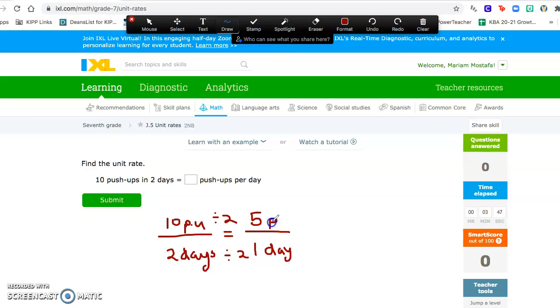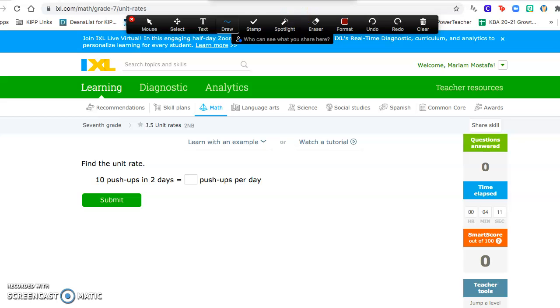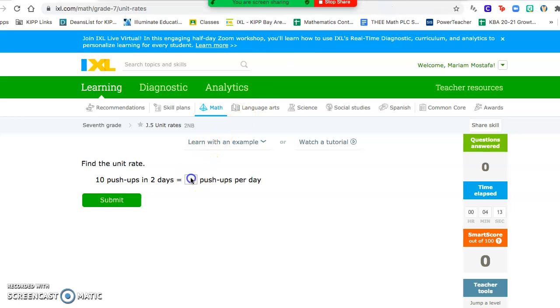So I'm going to write just P and U just so I don't have to write all of push-ups. But another way to think about it is 10 divided by 2. That gives me 5. So if it's 10 push-ups in 2 days, that means it's 5 push-ups in 1 day. And here is how you could show your work. So we're going to clear this off and write 5 push-ups per day.